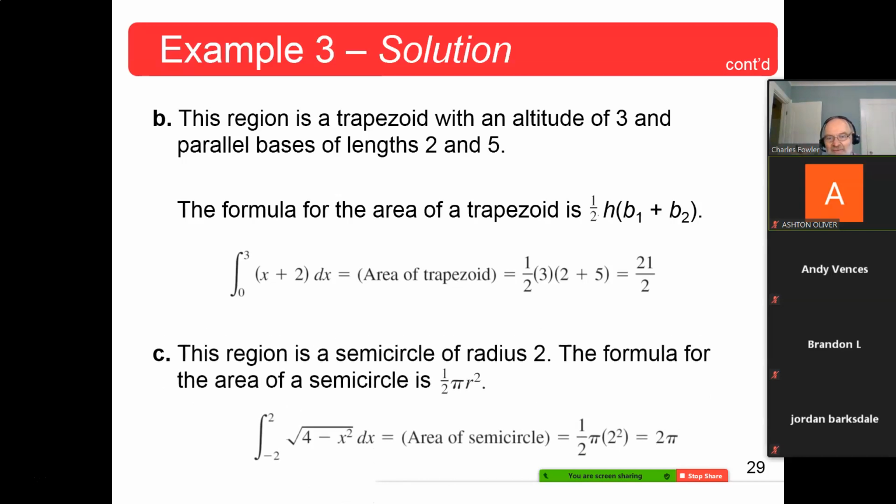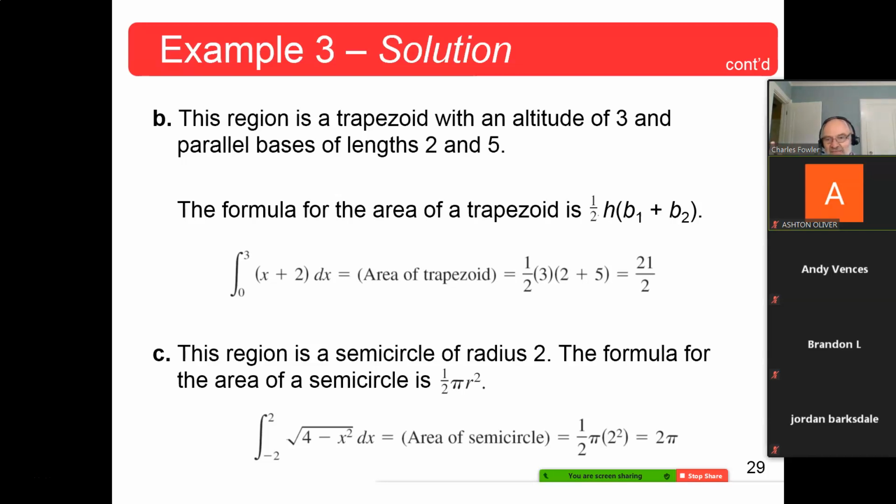And the third one, the area of a semicircle of radius 2. Formula for area of a semicircle is 1/2 the area of a circle, which is 1/2 pi r squared, and that would be 2 pi, just like what we got. Any questions on those before we move on? Making sense?